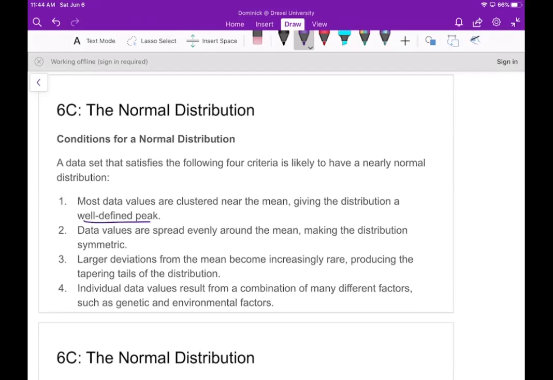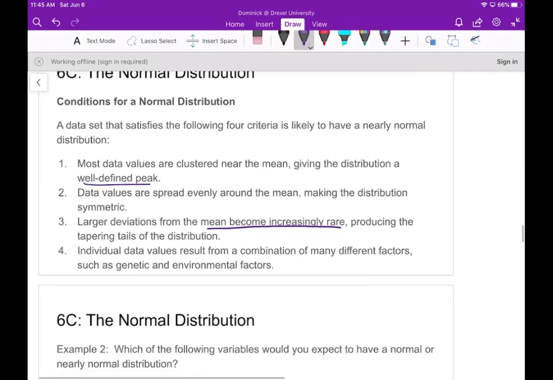Then the next thing, of course, is that data values are spread evenly around the mean, and that makes the distribution symmetric. And of course, larger deviations from the mean become increasingly rare, and that gives you the tails on either end of the distribution. And one thing that allows this to happen is that the individual data values result from a combination of many different factors, such as genetic and environmental factors.